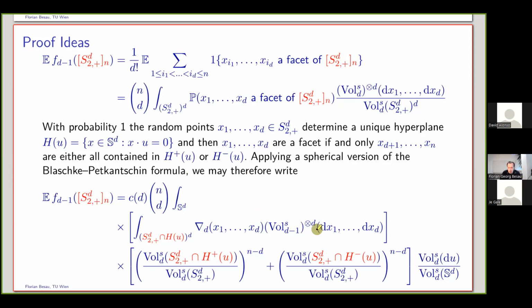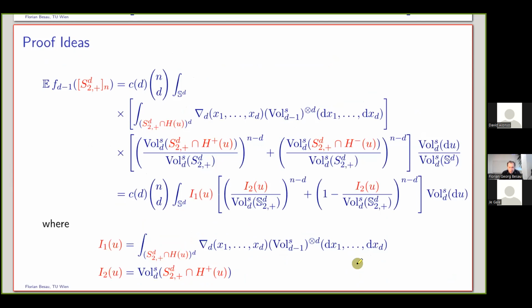hyperplane, and then the probability is now just the probability of one of those points being either in H plus or H minus, and since they're all independent, you then take n minus d times this. So either the points are in H plus, then you have the ratio between the wedge intersected with this half space, or the opposite case. Okay, so this is the first formula we have to derive here.